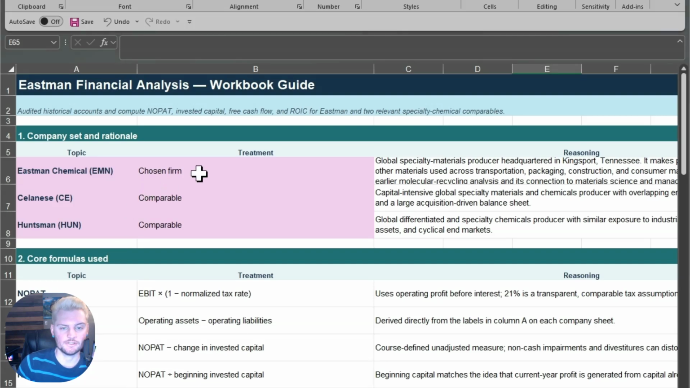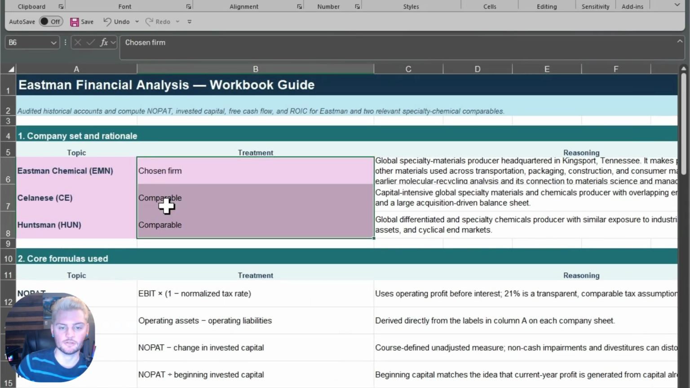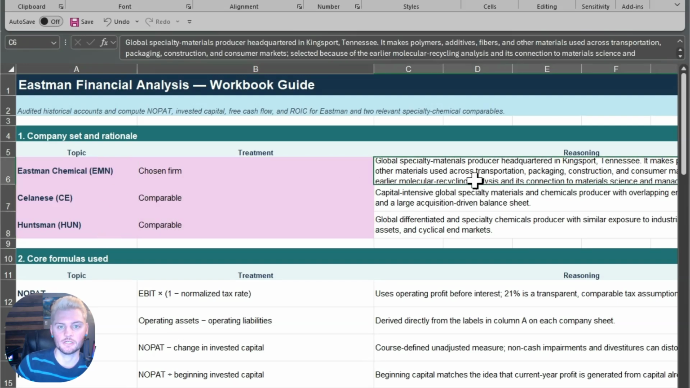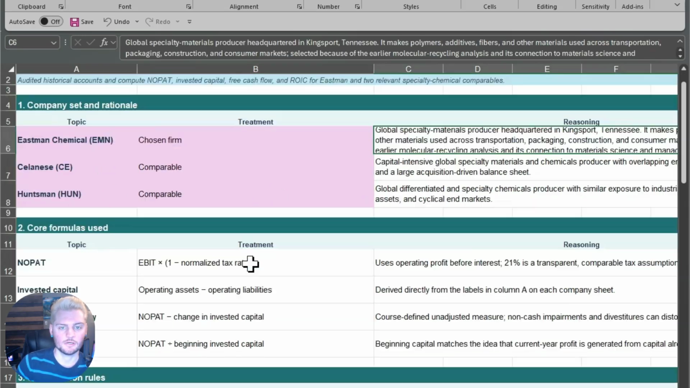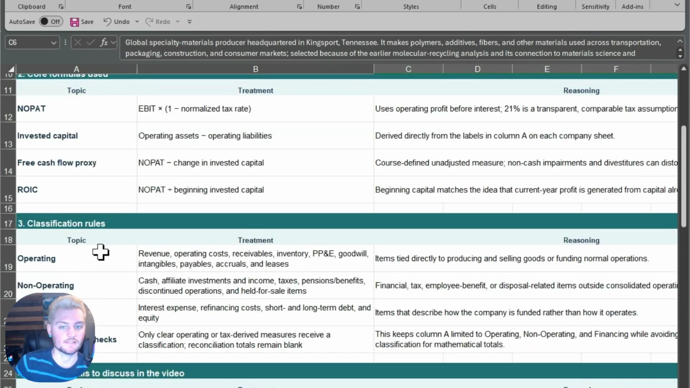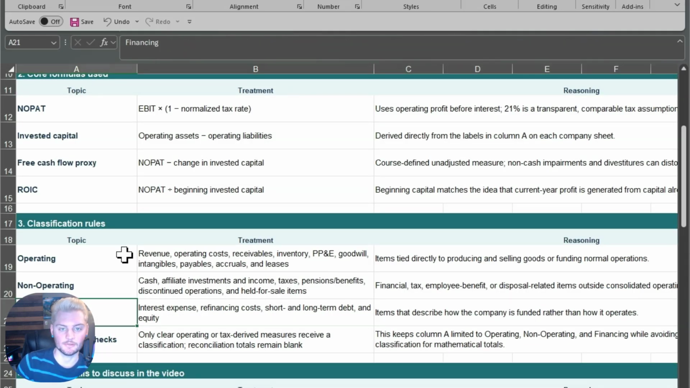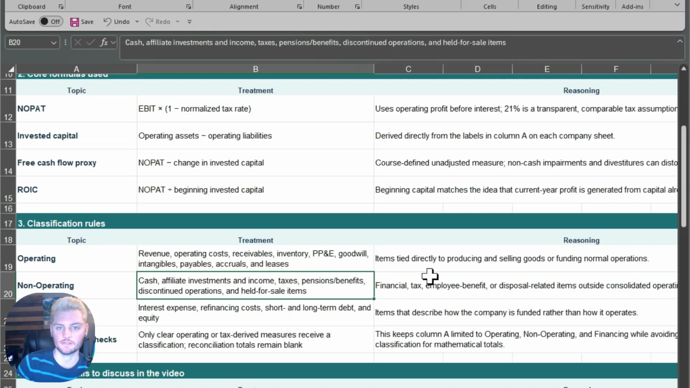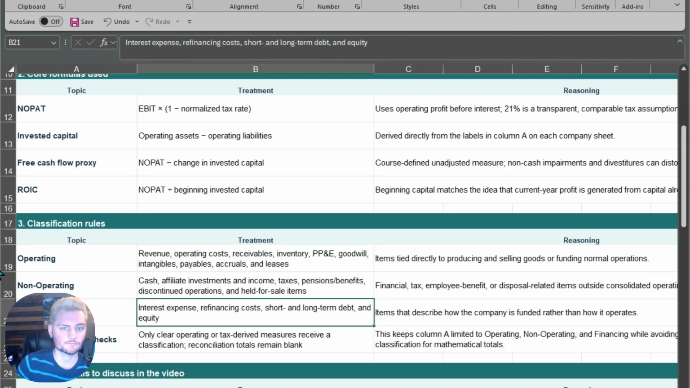So for my guide sheet, I set it up as my firm and then the two comparative firms. I gave reasonings for why, and then I also set out my formulas. For the assignment, we had to detail whether they were operating, non-operating, or financing. So I also gave reasonings for those. Also, this company gives me a clear question for analysis and of how I can create value during these things.